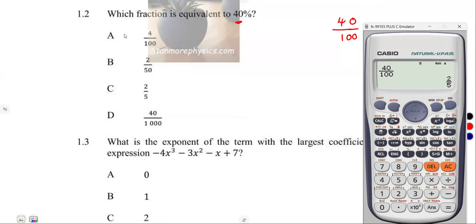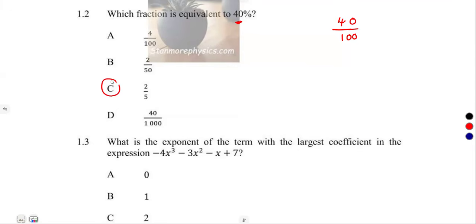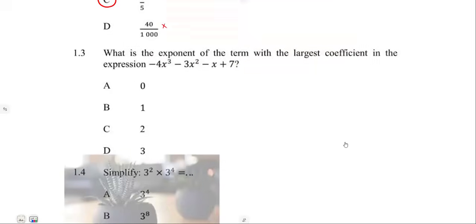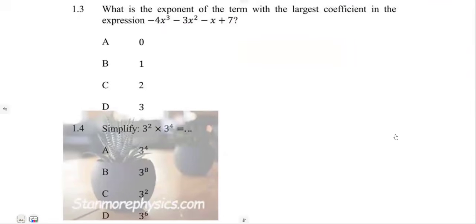So as you can see, we have 2 over 5 on option C. The first one is 4 over 100, which is wrong. This is wrong, this is wrong. So that's 2 over 5 in the simplest form of 40 over 100. So that was it.